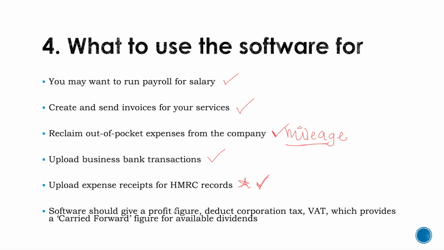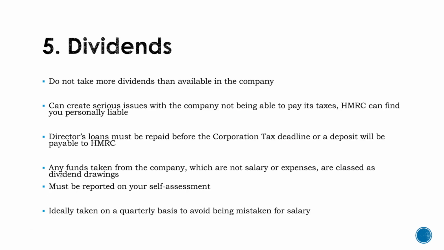And software should give a profit figure, deduct corporation tax, VAT, and then that provides a carried forward figure for available dividends. And number 5, dividends. Do not take more dividends than available in the company. So dividends are available when the company has profit after tax.